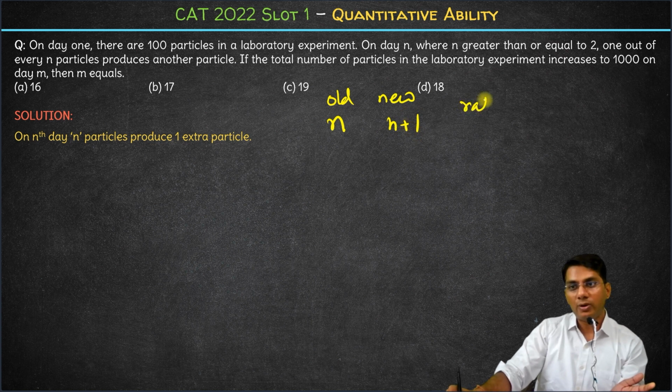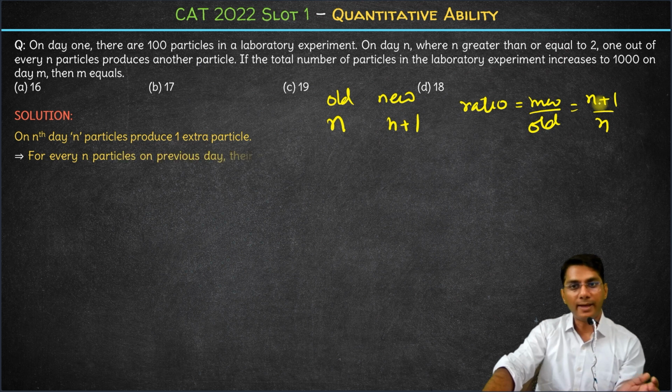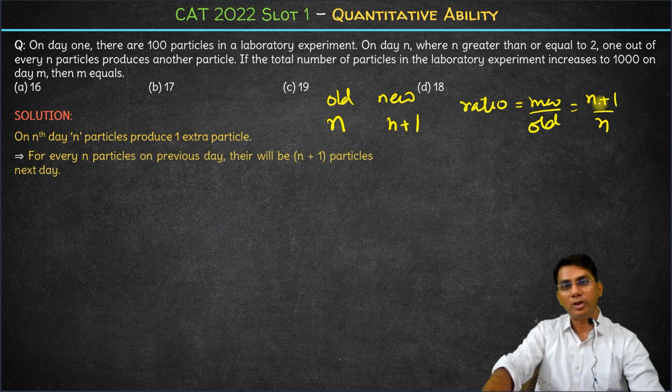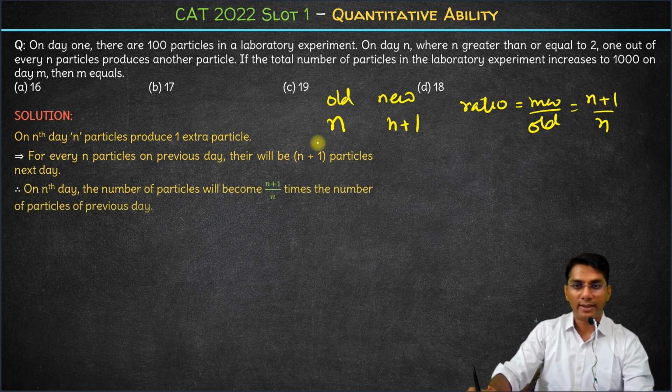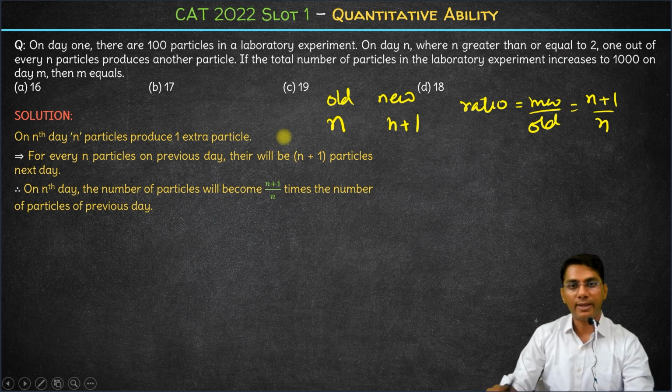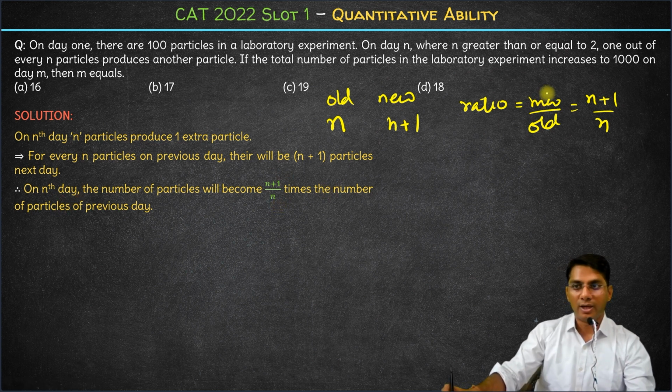So the ratio of the new number of particles to the old number of particles will be (n plus 1) upon n, right? This will be the ratio of the new number of particles to the old number of particles on any particular day, on the nth day. That's what it is, right? On the nth day, the number of particles will become (n plus 1) upon n times the number of particles on the previous day. So the new number of particles is (n plus 1) upon n times the old number of particles.